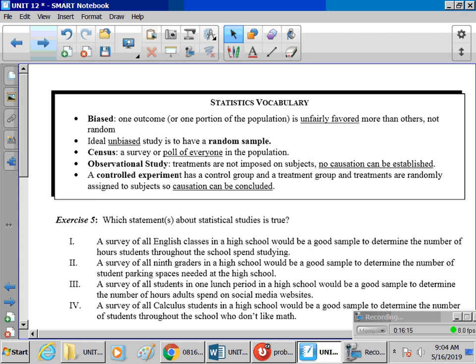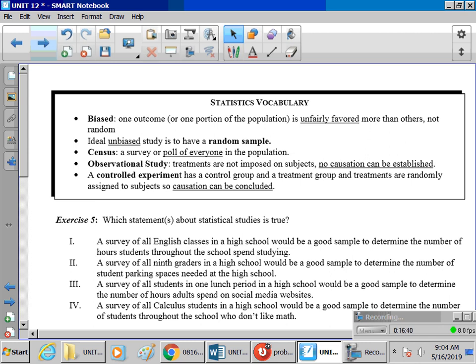So a census is a survey or poll of everyone in the population. Every couple of years they try to do a census in the United States that gets information about how many kids they have, what the age of their kids are. But in a perfect world we get everybody, but that's almost impossible. An observational study, the most important thing, treatments are not imposed on subjects.